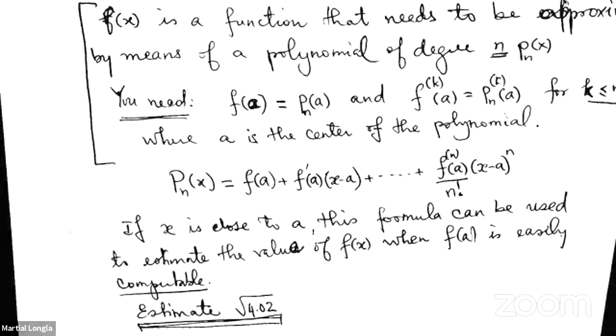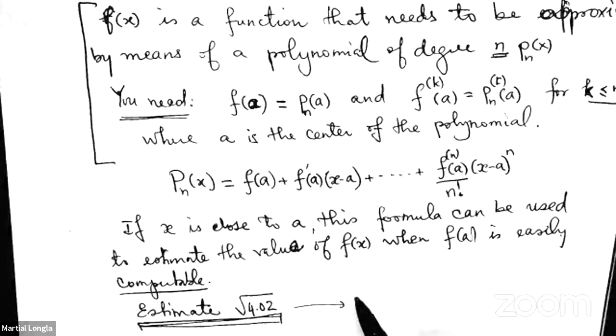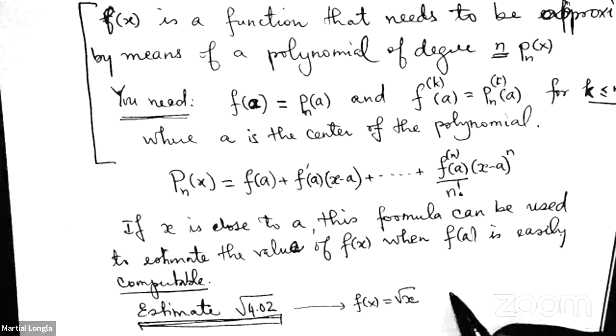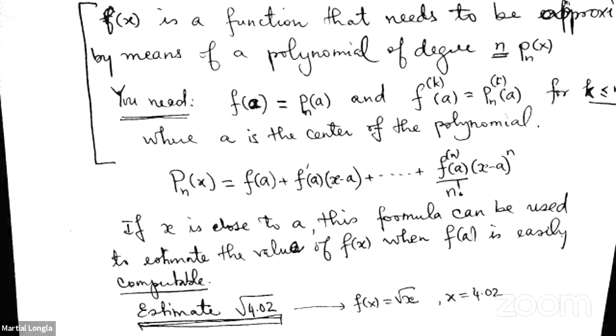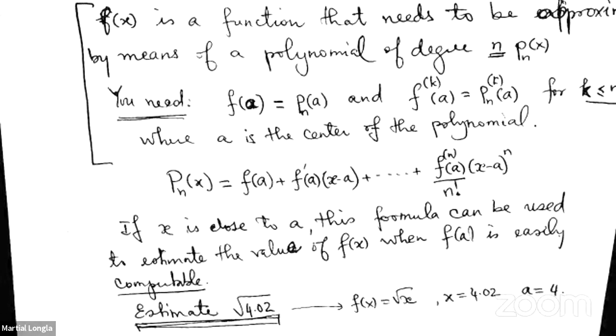All right. And so here, if I want to estimate the value of the square root of 4.02, I see that the function is f of x equals the square root of x. X is 4.02, and the number a that is close to this 4.02 that I can easily find the square root of is 4, right? That's it. So a is 4, and I can easily find the square root of a, which is 2.